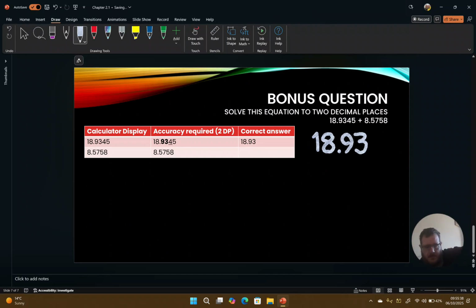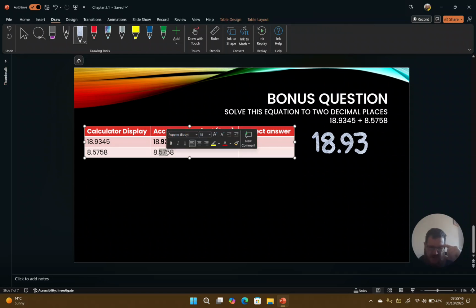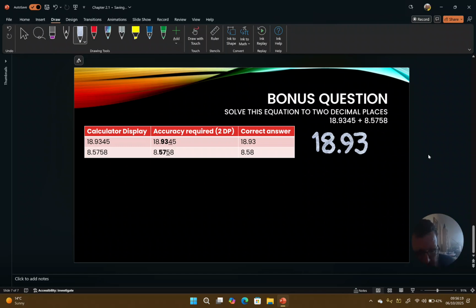18.93, and then what we'll do after that is we'll do the 8.5758. So we'll put the 8.5 because those numbers will stay as part of the answer, and then we'll round up the 5 that I've underlined. And I can say round up because it's equal to 5, and therefore it will round up to 8.58. And then I'll put that in. And then I'll add them up.